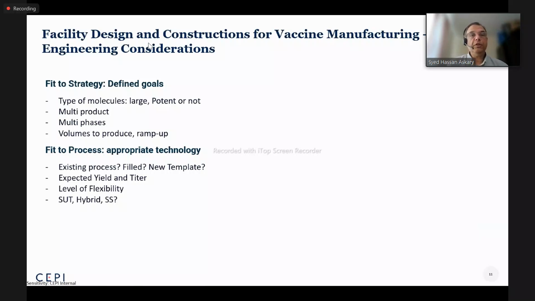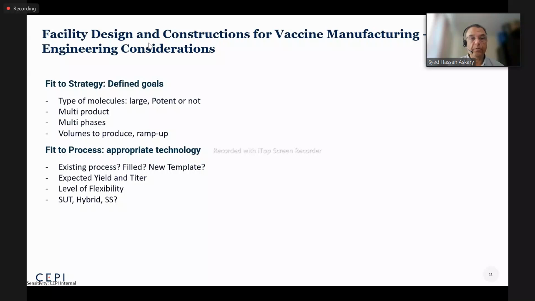So what are the engineering considerations for fit to strategy? There has to be defined goals. What type of molecules are going to be manufactured, and whether it's large scale, potent, or a pilot scale, a small scale, whether it's a multi-product facility or multi-phase where you do campaigns, or volume, and that depends on the volumes. And do you want to have the capacity to ramp up if needed in the future?